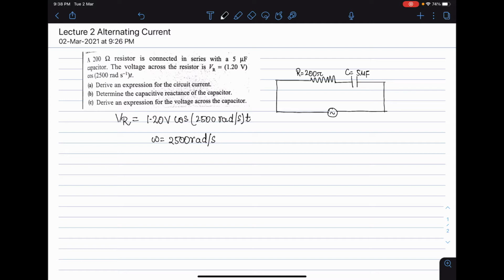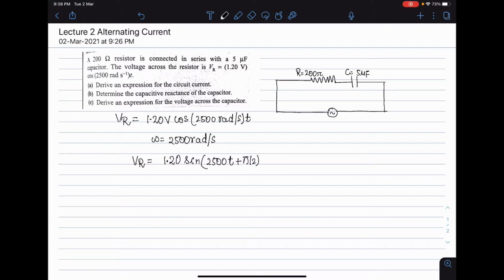And now we'll try to convert this voltage into the standard form, that means into a function of sine. So VR we can write as 1.20 cos omega t, and cos theta can always be written as sine of theta plus pi by 2. So VR, the potential difference across the resistance, is 1.20 sine of 2500 t plus pi by 2.